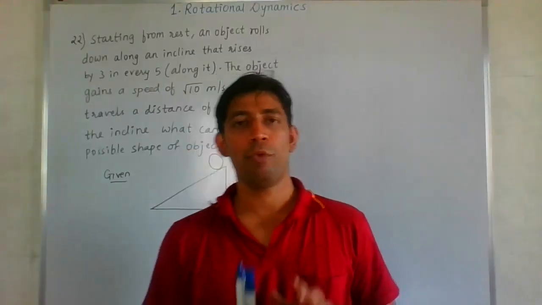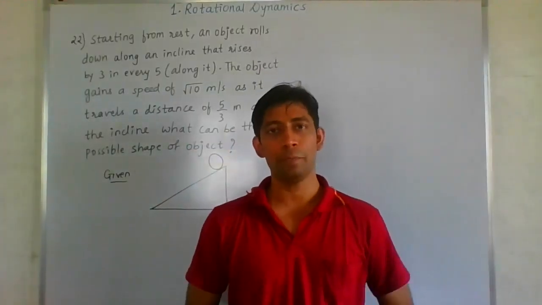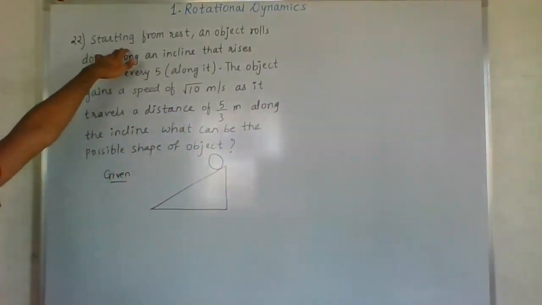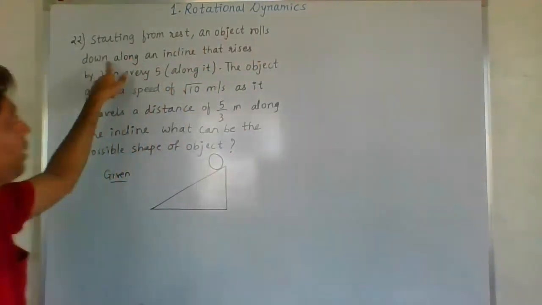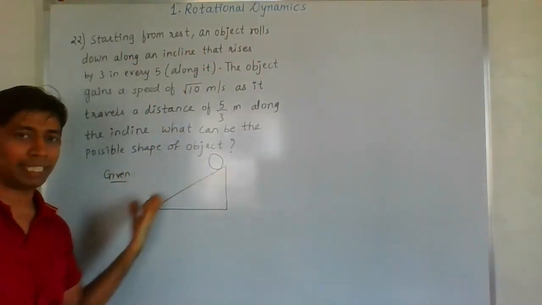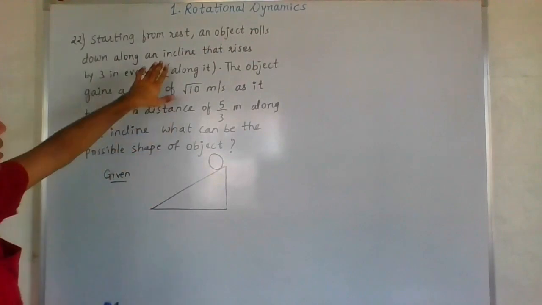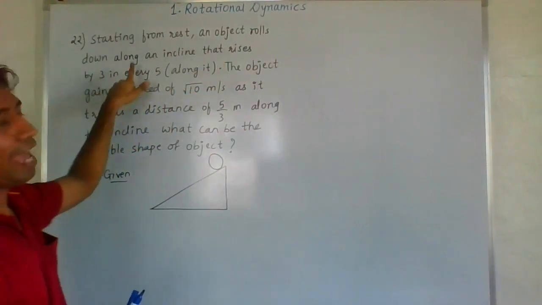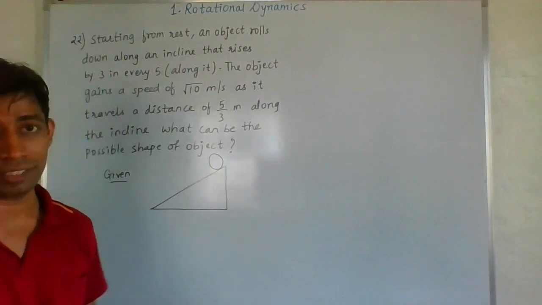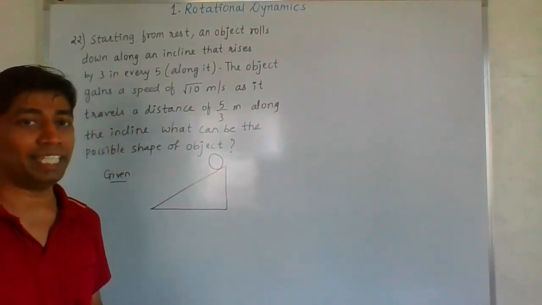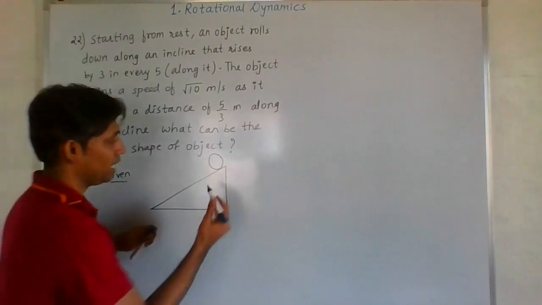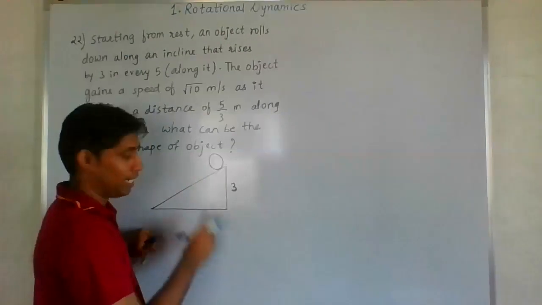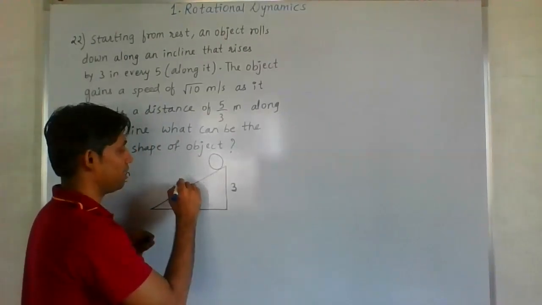Okay students, we are moving to the last question of this chapter. Okay, last numerical. You can observe that it is written: starting from rest, an object rolls down an incline. The object is rolling down. And here there is a very interesting line written, that it rises by 3 in every 5. Understand this line well. It rises by 3 in every 5. Its meaning is that this height is rising by 3 meters, and this incline distance can be 5 meters.